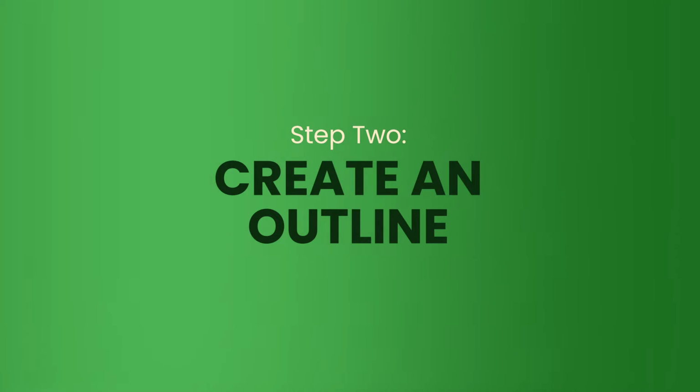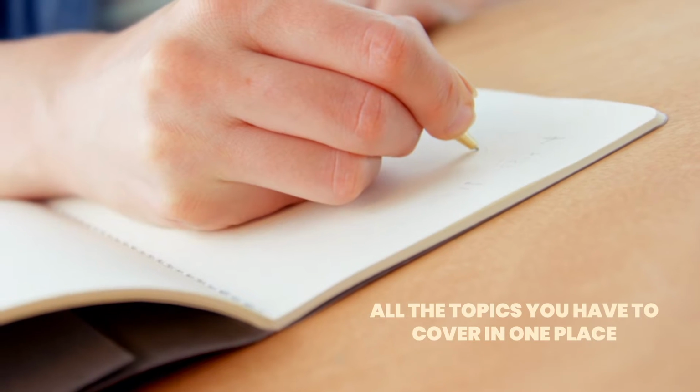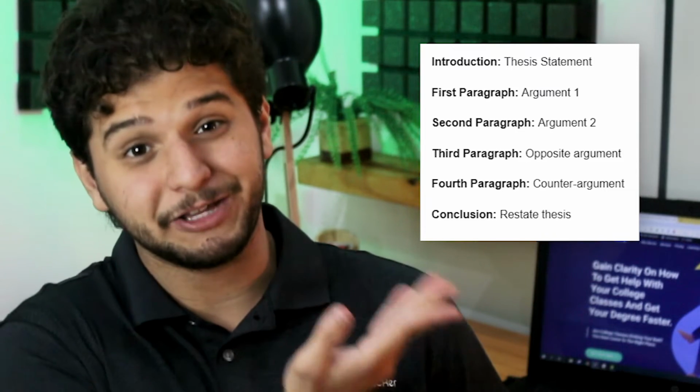Step 2. Create an outline. While some professors don't ask you to include an outline with your paper, the truth is that you should always make one, at least for yourself. This way, you can create a roadmap with all the topics you have to cover in one place. Just make a simple outline with the basic information. Here's an example you can use.